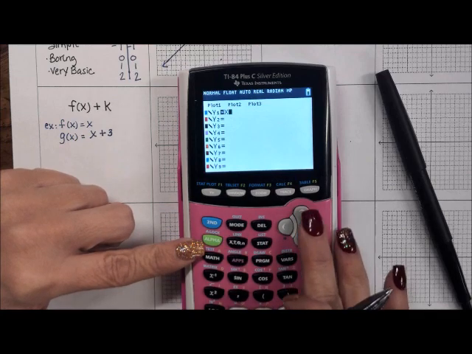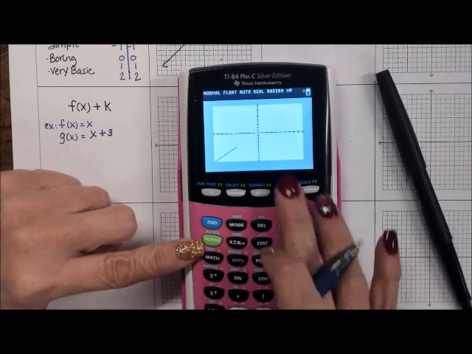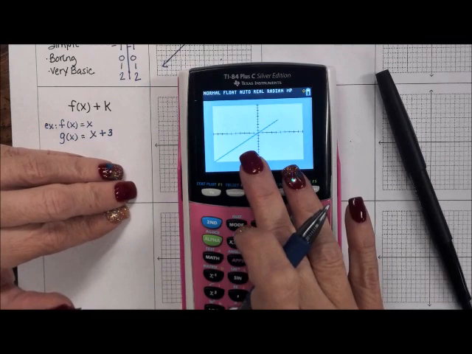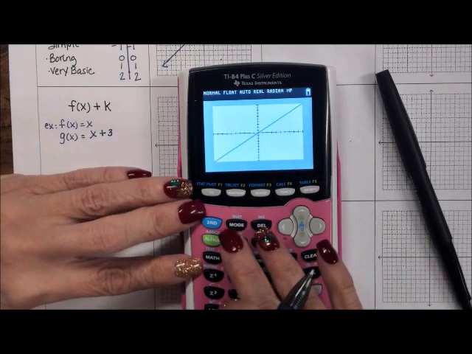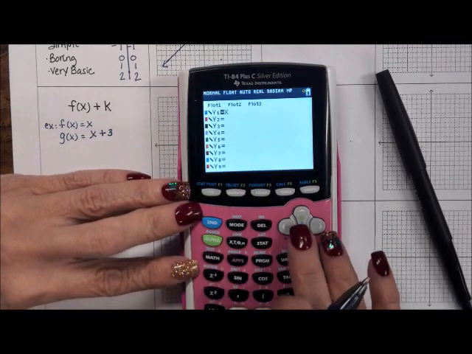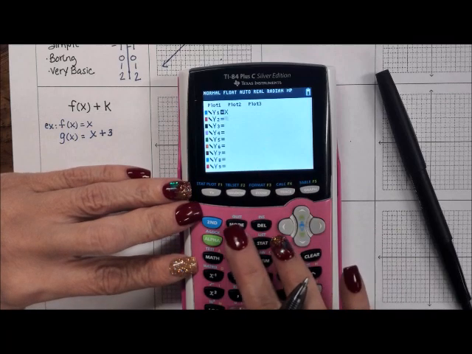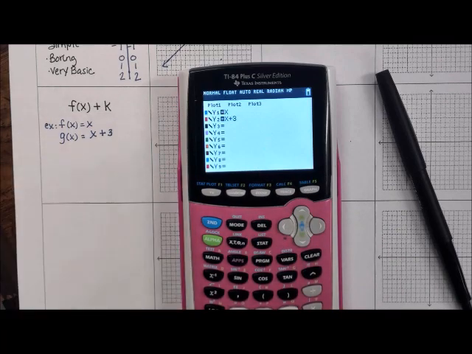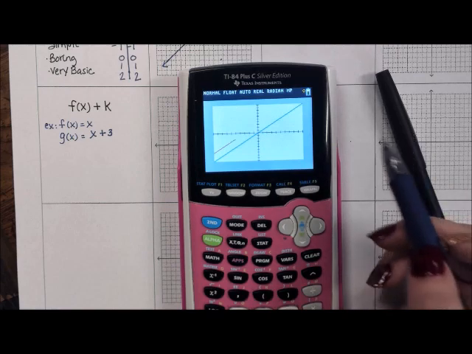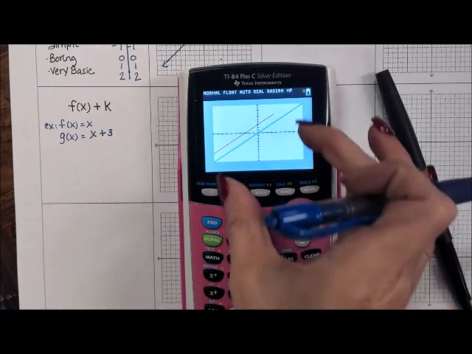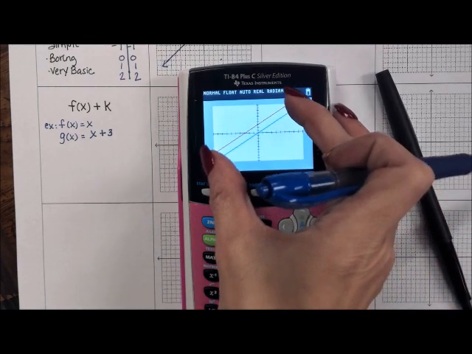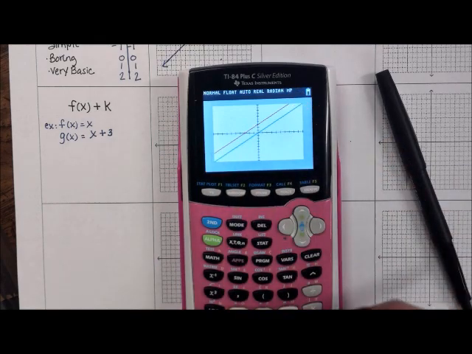So I'm going to say, here's my parent function. I'm going to hit graph. It's going to graph it in blue, and that's why I try and use blue on here. Now, if I go back to y equals, and I say, okay, what if I have a baby, and the baby is x plus 3? What does the new graph look like? Oh, so here it is. It started here, and it transformed up 3.